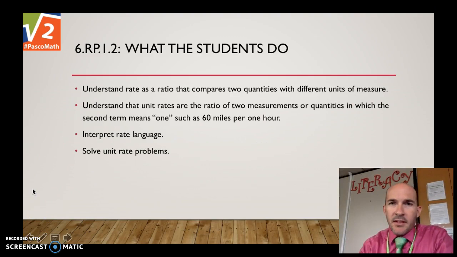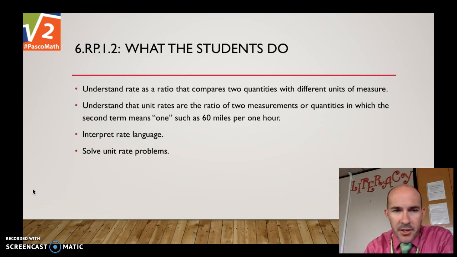So now let's look at what the students should be doing. They need to understand rate as a ratio that compares two quantities with different units of measure. Understand that unit rates are a ratio of two measures or quantities in which the second term means 1, such as 60 miles per 1 hour. Interpret rate language. Again, we're focused on math practice 6, attend to precision, not only with units, but when speaking the math language, and also solve unit rate problems. Those are things students should be doing.